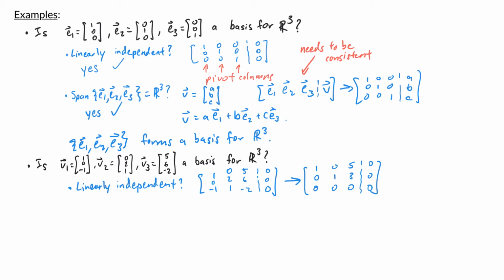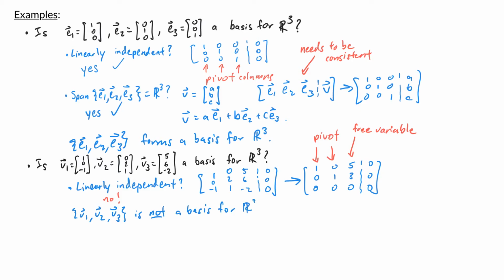Since this matrix is now in reduced row echelon form, I can tell that I have two pivot columns right here. This last column corresponds to a free variable because it doesn't have a leading entry in that column. So since I have a free variable, I have to conclude that the vectors v1, v2, v3 are not linearly independent. So this tells me that the set v1, v2, v3 is not a basis for R3. Let's look at a few more examples.